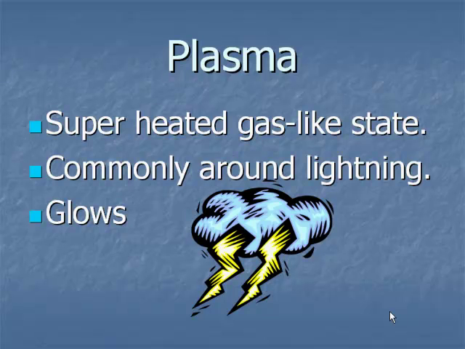A fourth state of matter is often called plasma. Plasma is a superheated gas-like state. Normally we can see this around lightning because it glows.